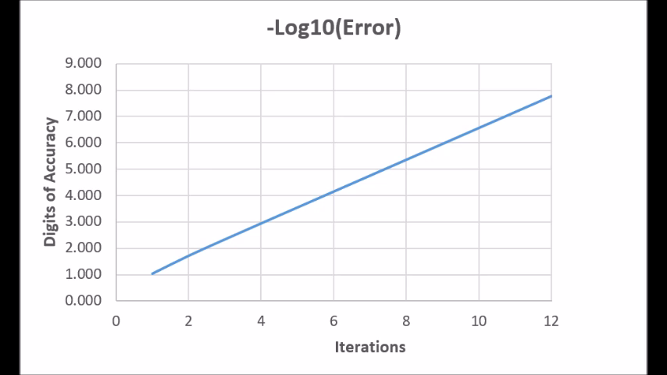That concludes another lesson. As I mentioned before, please make your own spreadsheet and play around with these numbers. I stopped at 12 iterations and got 7 digits of accuracy past the decimal. How many can you get?